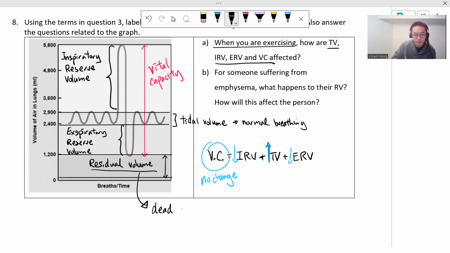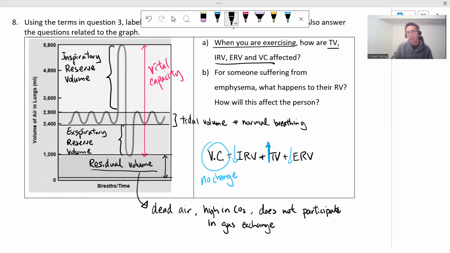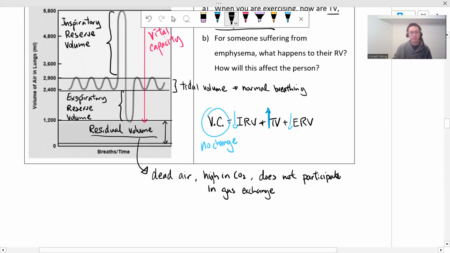That's actually what they're called. Dead air. They are high in CO2 and do not participate in gas exchange. They just don't really come out. They are in the lungs.